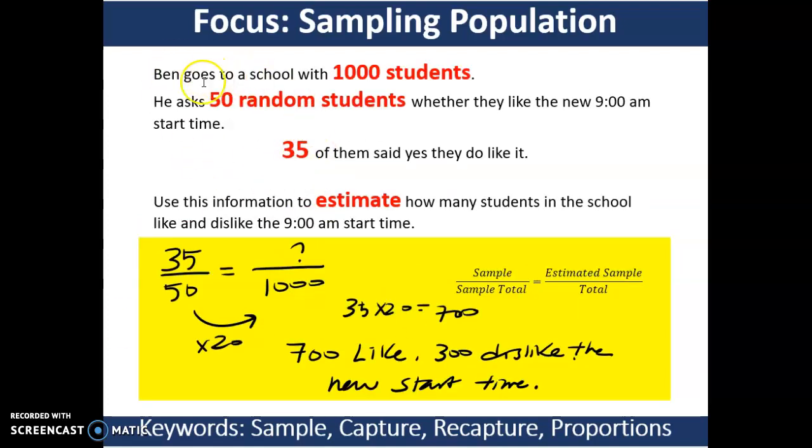So you put these together because these are your key information. Your 35 and your 50 are here. That is equal to your 1,000 with something over on top as your numerator. So this goes here, which is your total, and this is your estimated sample. What you do is you say, how do I go from 50 to 1,000? Well, easy, times it by 20. From here to here, you just times it by 20. You get yourself 700 likes, and you get yourself 300 dislikes.